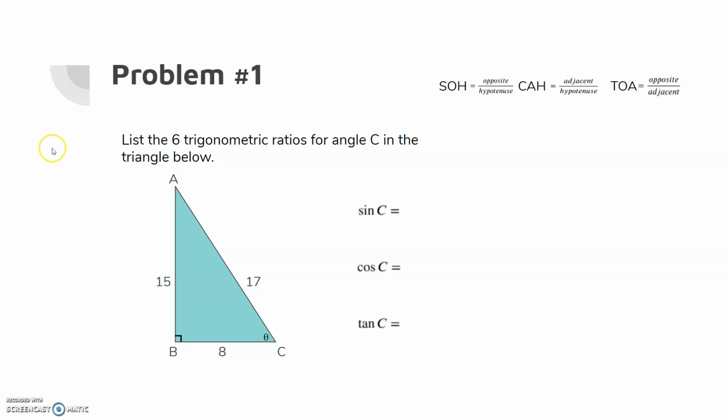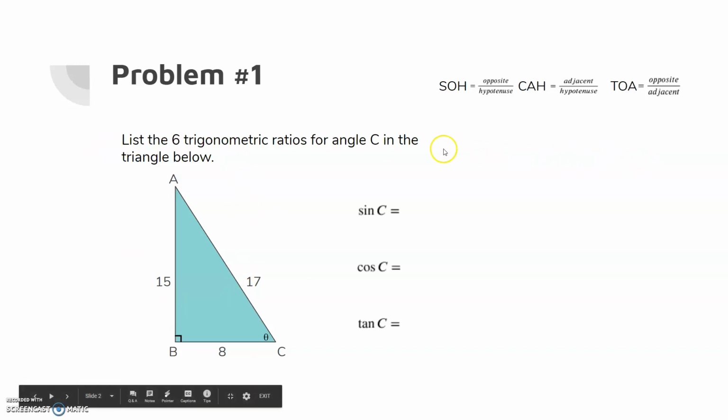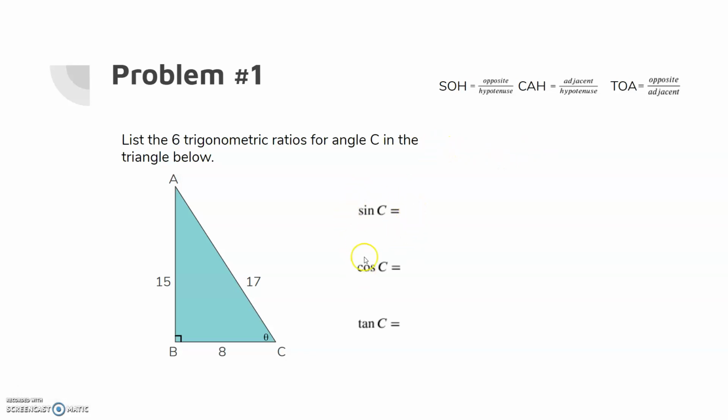So here we have problem 1, and it's asking to list the 6 trigonometric ratios for angle C in this triangle. And to refresh your memory, 3 main trig ratios are sine, cosine, and tangent. If you forgot what they are, you can use the commonly used acronyms. So SOHCAHTOA, which stands for sine is equal to opposite over hypotenuse, cosine is equal to adjacent over hypotenuse, and tangent is opposite over adjacent.